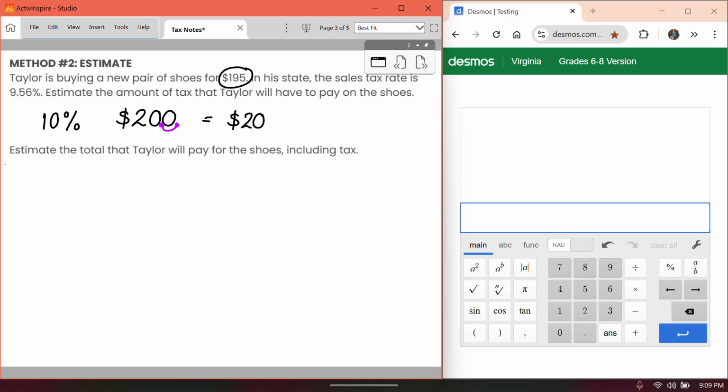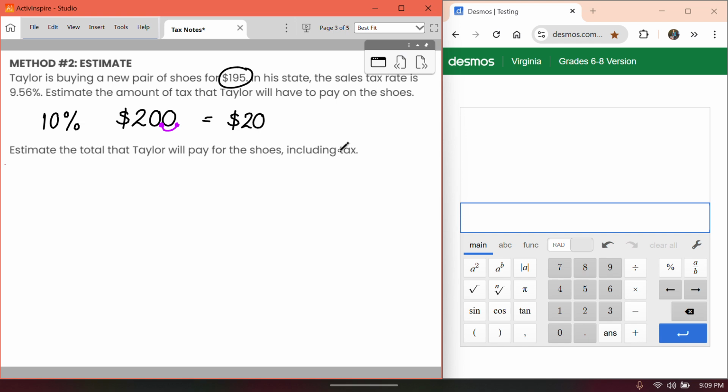So estimate the amount of tax that Taylor will have to pay on the shoes. I estimate that Taylor will have to pay $20 of tax. Now, I'll show you how to get an exact answer in method number 3, but that is a really good estimate. So if we're asked for how much tax, we could say 20.